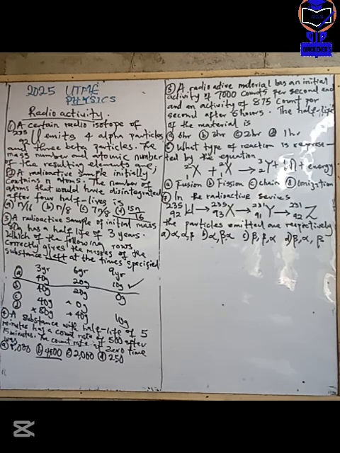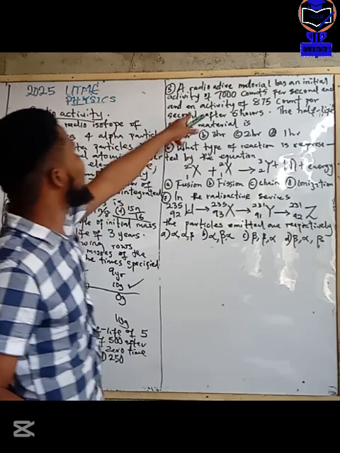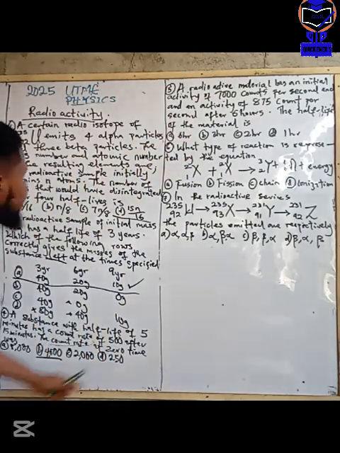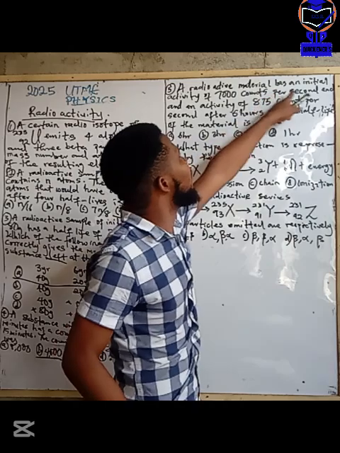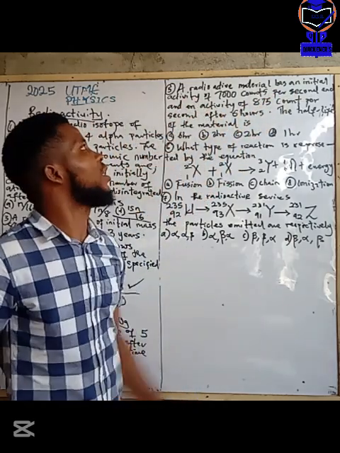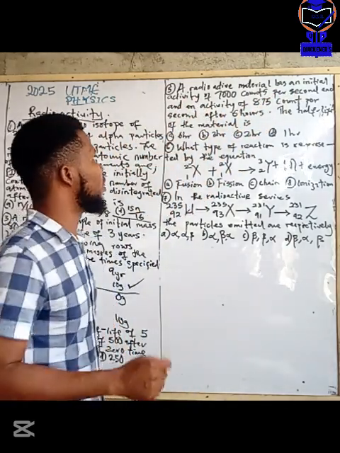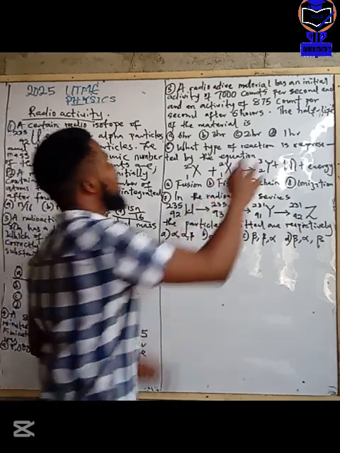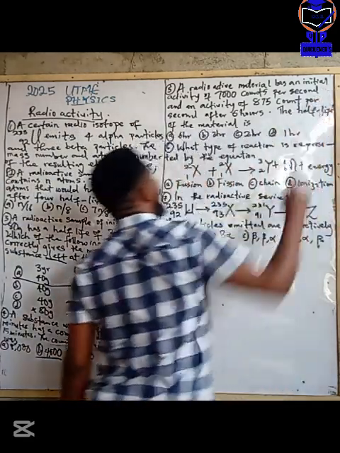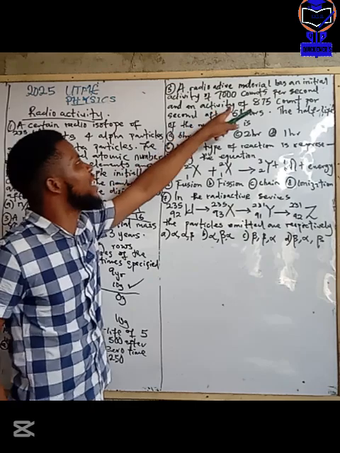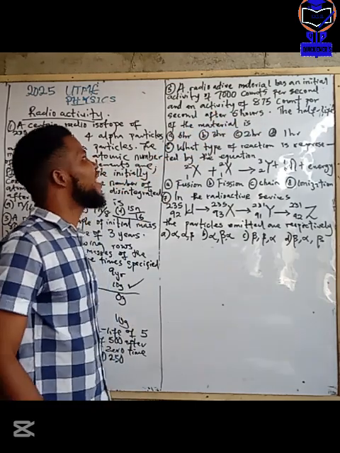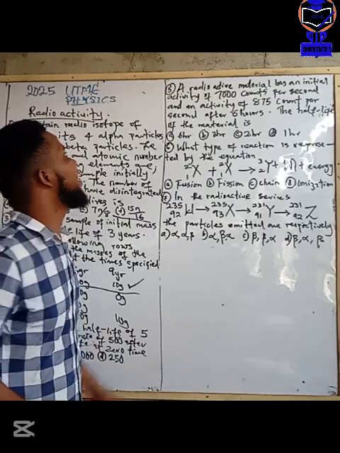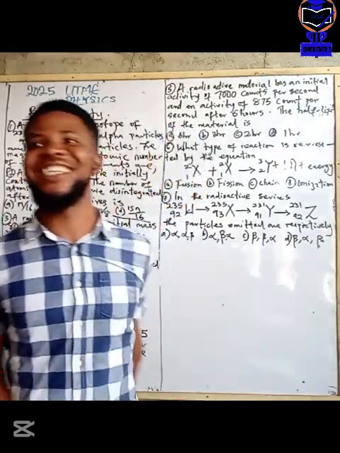let's go to the next question. Number 5. Now, a radioactive material has an initial activity of 7,000 counts per second, and an activity of 875 counts per second after 6 hours. The half-life of the material is?